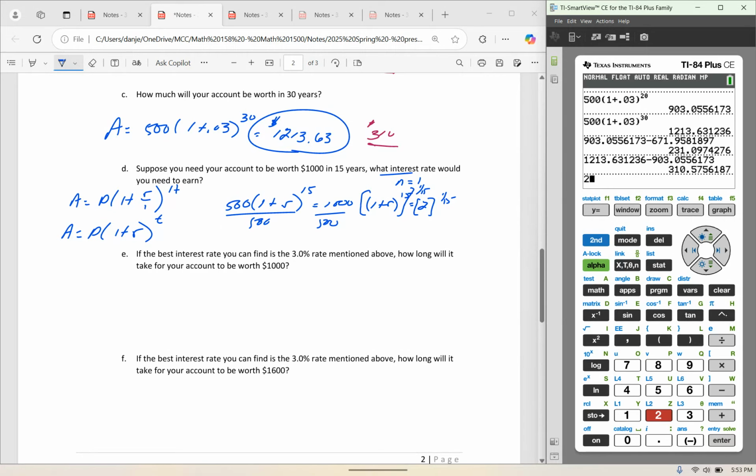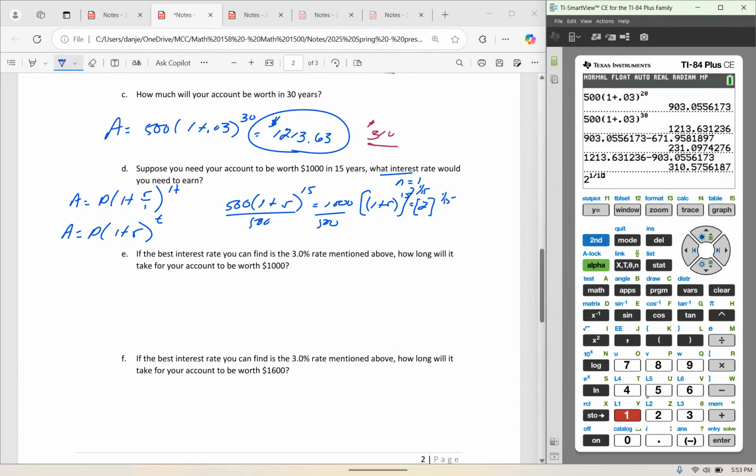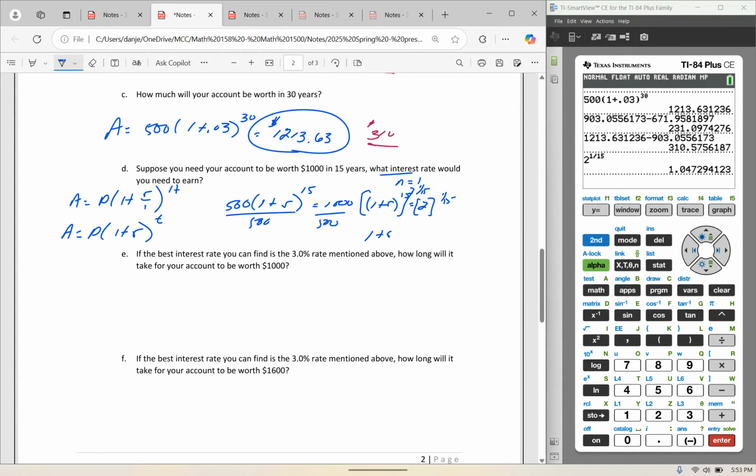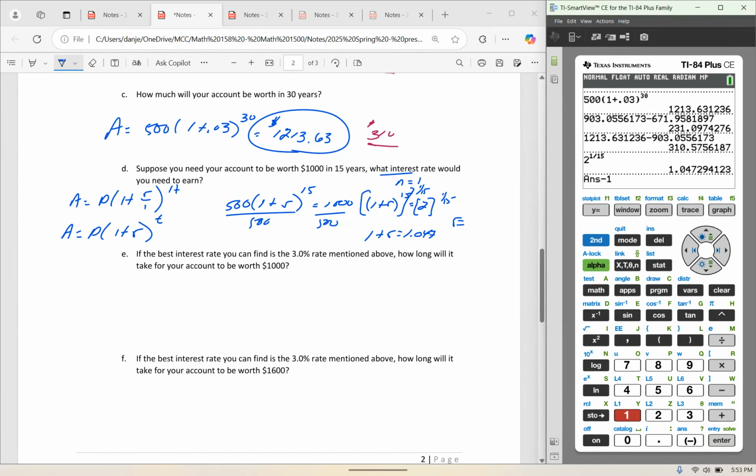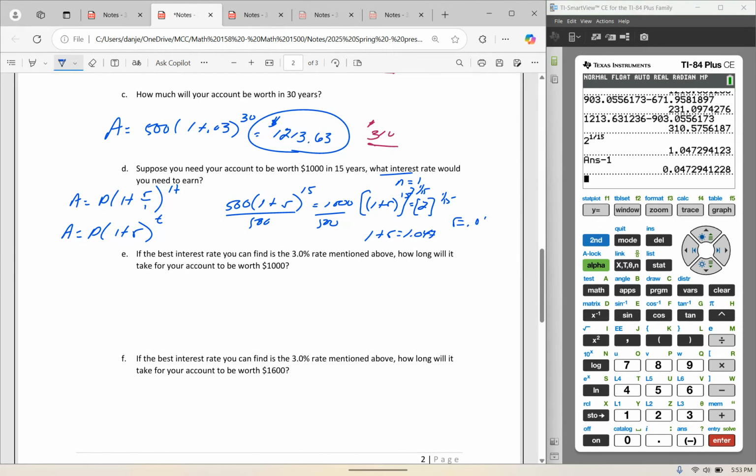So 2 to the 1/15th power is 1.047. If I subtract 1 from that, we have 0.047 or 4.7% interest. I would need to earn 4.7% interest in order for my account to go from $500 to $1,000 in 15 years.